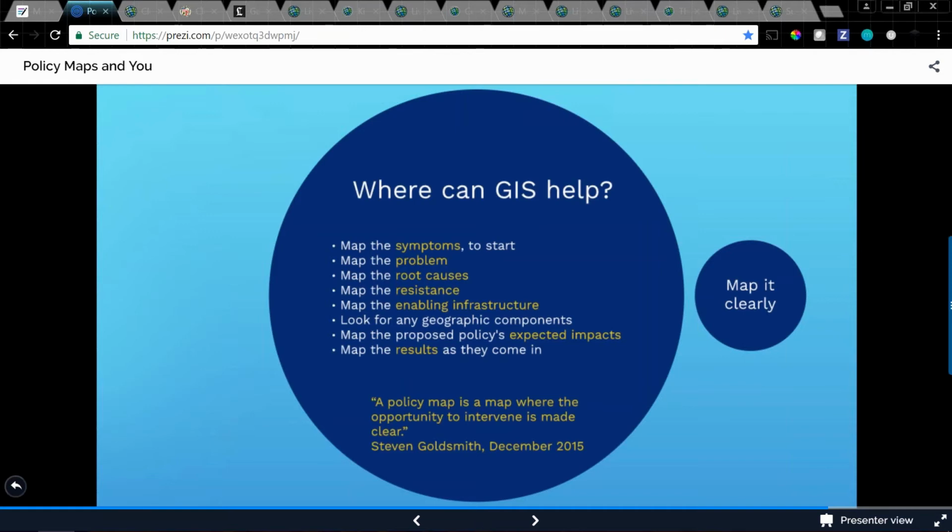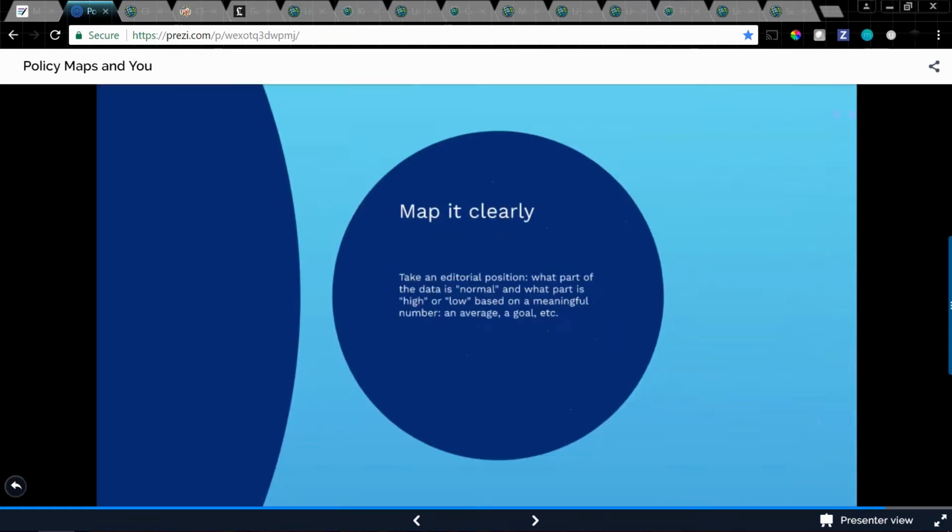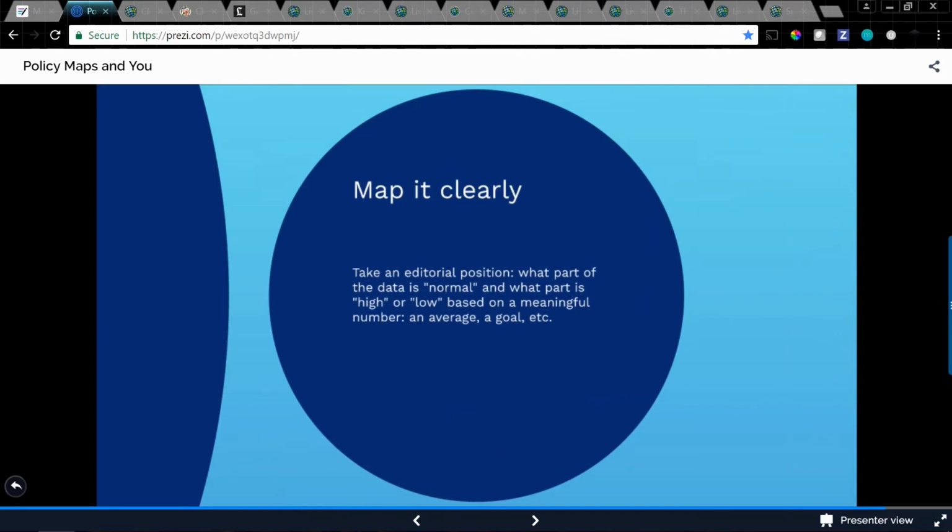Here's a key point though. Once you've decided to make a policy map versus just making a map, a policy map, in our definition, is where the opportunity to intervene is made clear. Once you commit to making that clear, you can also commit to mapping what your expected impact will be and tracking your progress along the way. And we've got a great example coming up, which we'll show in a second, the LA Clean Streets.